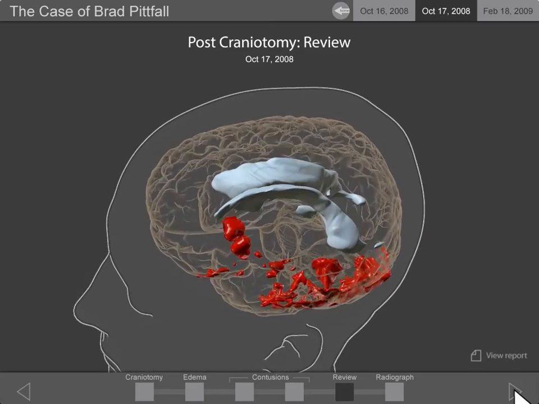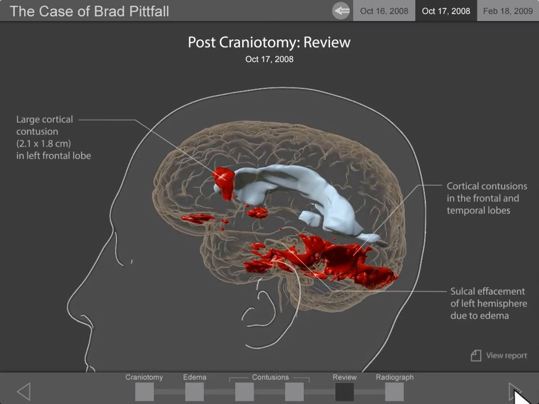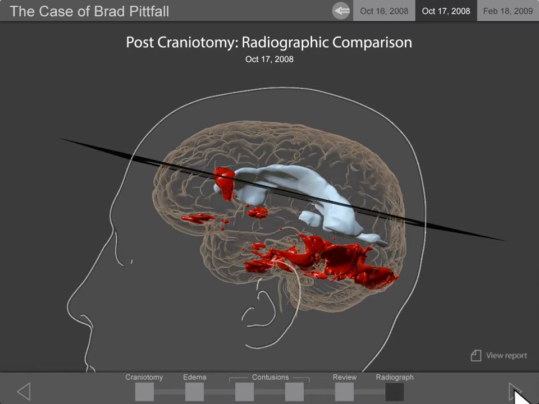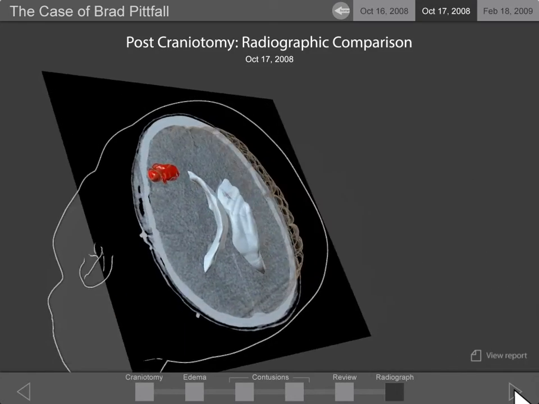To review, there is an area of edema causing sulcal effacement in the temporal lobe, as well as multiple cortical contusions ranging in size in the left temporal and frontal lobes. The largest of these contusions is demonstrated by the radiological cross-section.